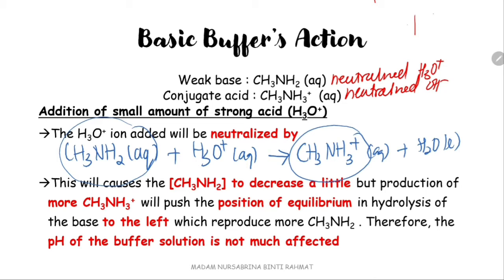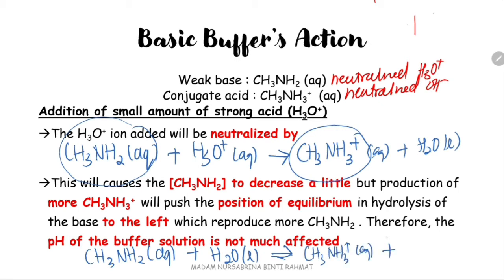So the increasing concentration of our conjugate acid will push the equilibrium for the hydrolysis of our weak base towards the left. From right, it will push to the left. So it will reproduce the weak base that we used in the process. So these are the reversible reactions that take place.